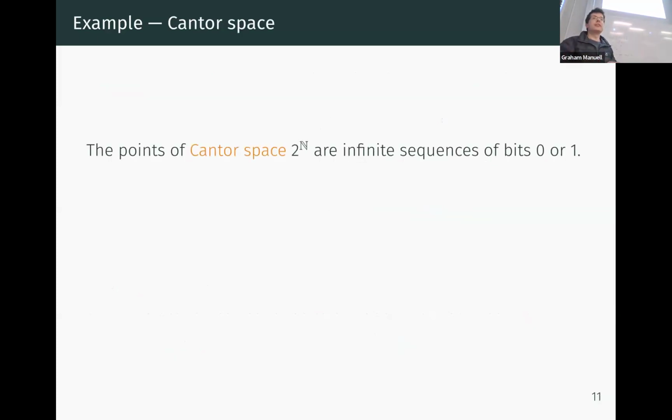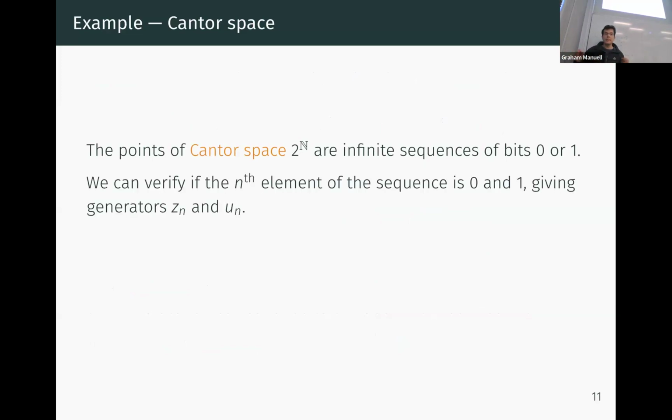So that was the reals, but we can also do Cantor space. So you need to think how you're going to view Cantor space. But here I'm thinking of it as an infinite sequence of bits, so 2 to the n. So we can now think from our verifiability interpretation. We can say, what can we verify in an infinite stream of bits? Well, you can go to the nth bit, and you can say, is it 0 or is it 1? So if it's 0, you might call that generator Zn, and if it's 1, you might call the generator Un.